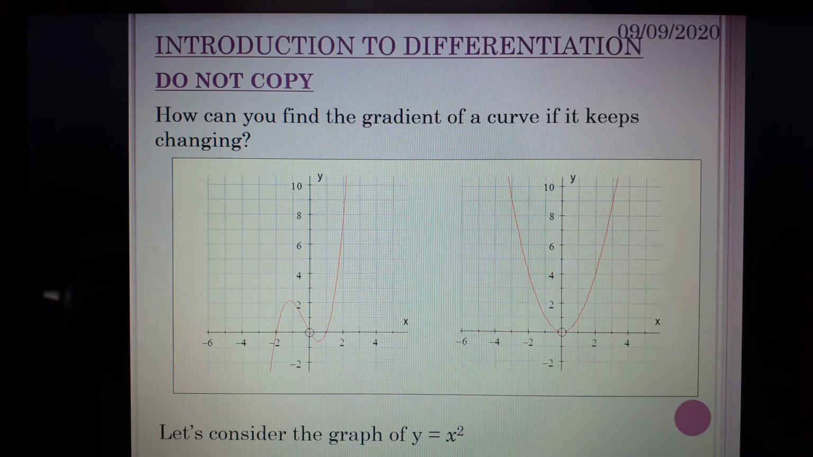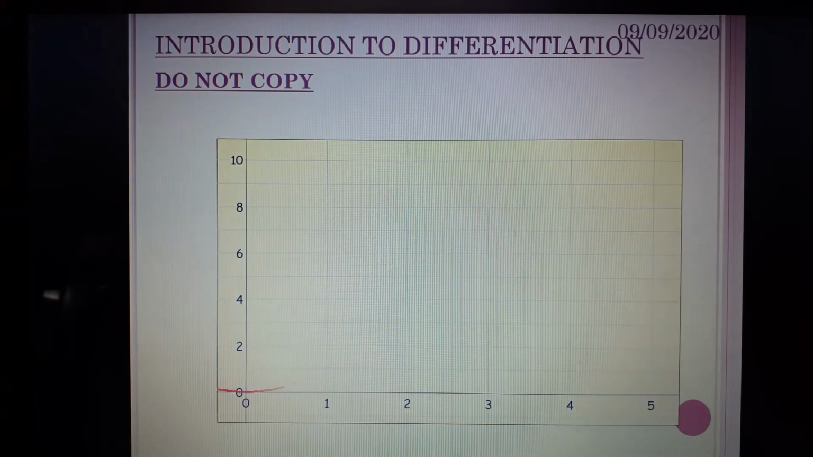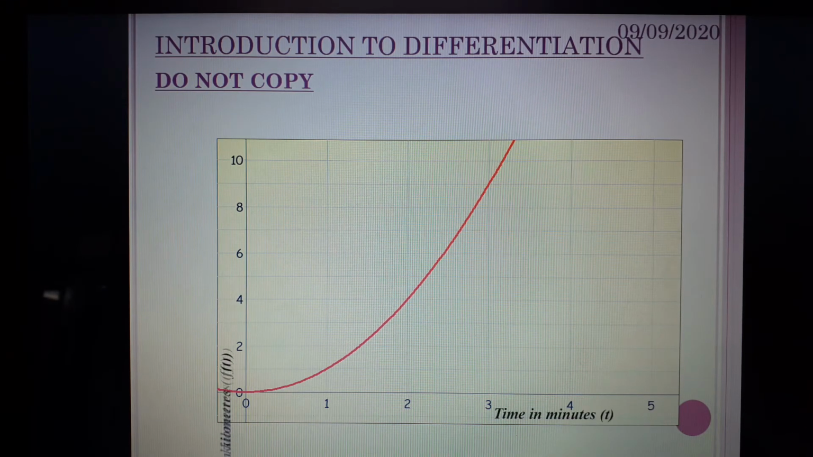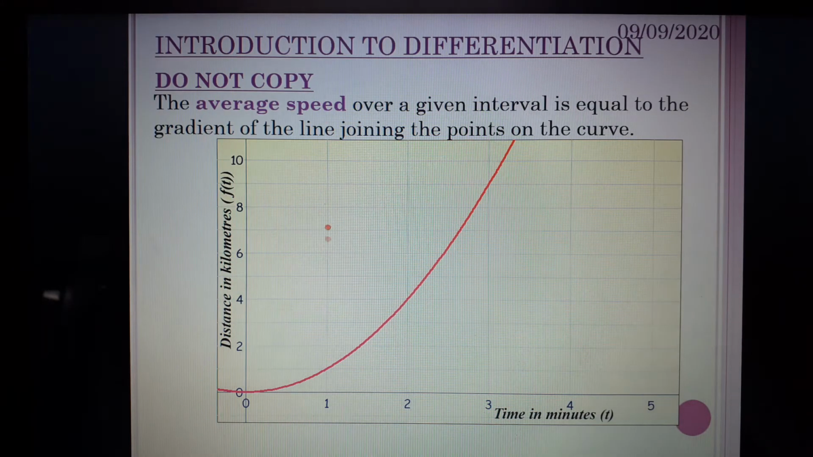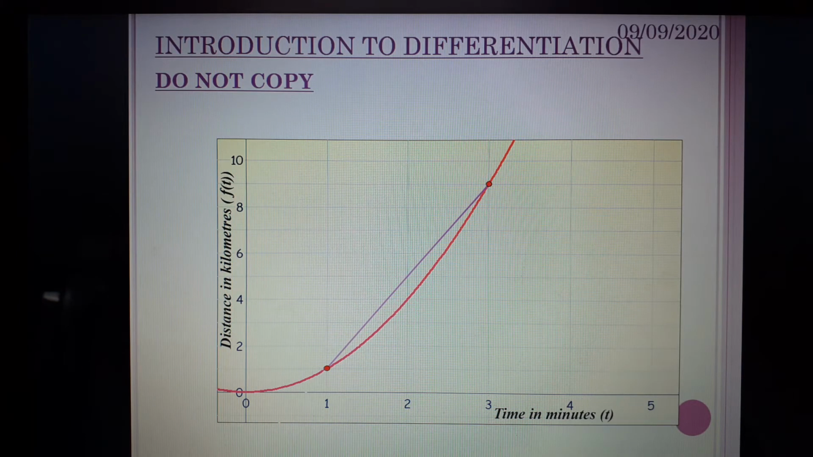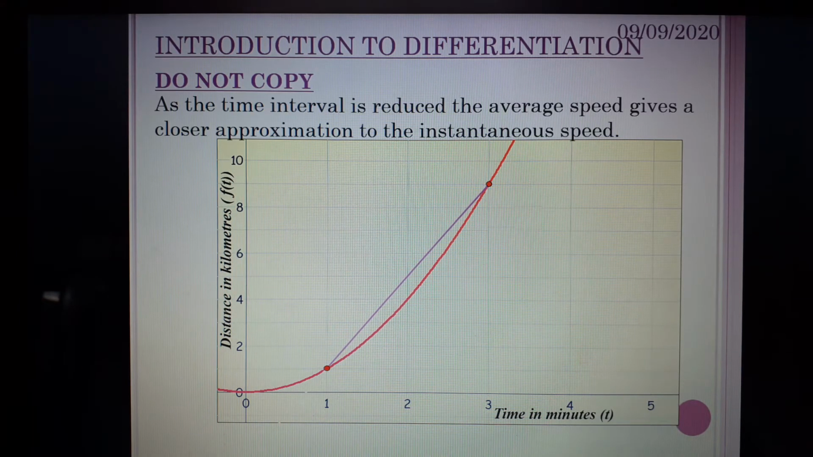So let's look at the graph y equals x squared. Here's the right hand side part of the graph, okay? So y equals x squared. Here we have the distance and the time marked on the axis. So if the average speed over a given interval is equal to the gradient of the line joining the points on the curve, we know that the average speed is the same as the gradient. That's the average speed between those 2 points there. We could work out from the distance divided by the time.